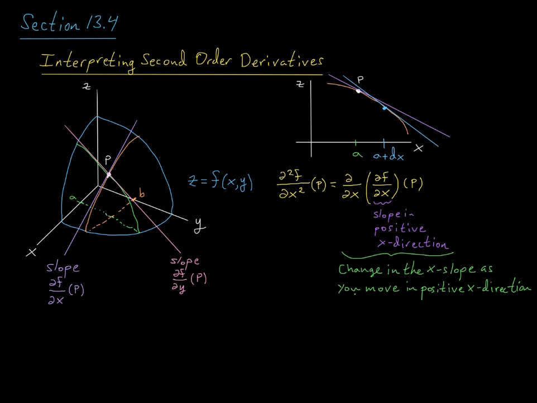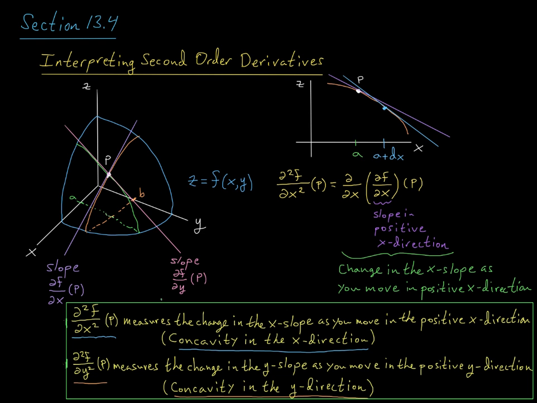Or put another way, what we're asking is, what is the change in this purple slope as we move in the positive x direction? So for this xx derivative, we're really describing a change in a change. It's a change in the slope as we move in the positive x direction. Now of course we could do this exact same thing for the y derivative, exactly the same interpretation there. So the punchline is as follows: our xx derivative will measure the change in the x slope as you move in the positive x direction.